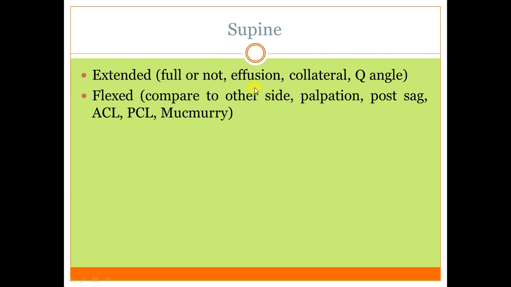Still, there are favorites in effusion examination. Then collateral ligaments, and sometimes Q angle. So you have four types of items in the extended position, then you flex the knee, and there are five types of examination, as you will see.